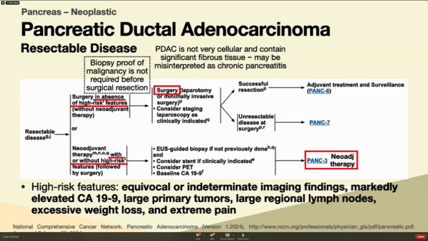For patients with high-risk features, it's better to give neoadjuvant therapy first. So this includes patients with indeterminate imaging findings, with markedly elevated CA19-9, large primary tumors, large regional lymph nodes, excessive weight loss, and extreme pain.